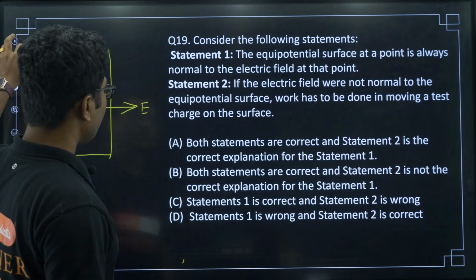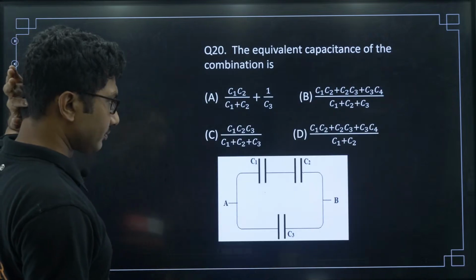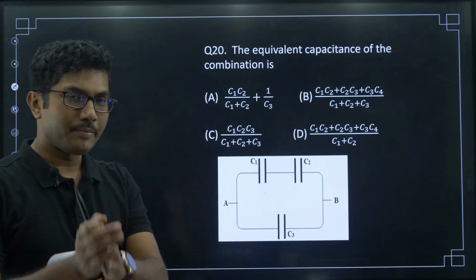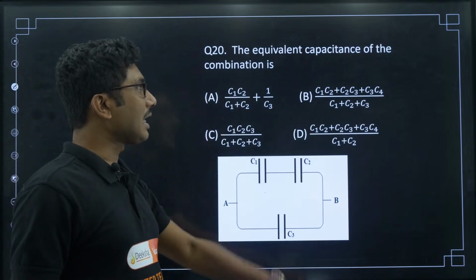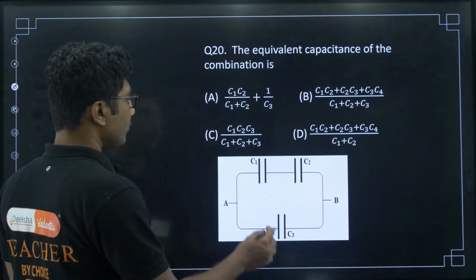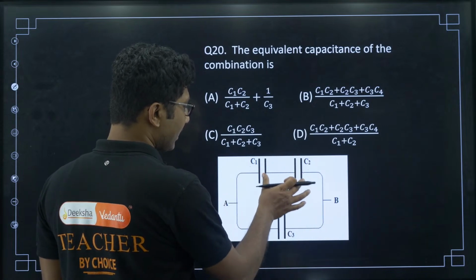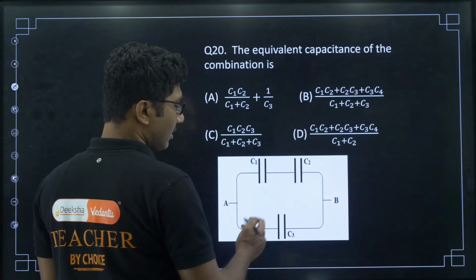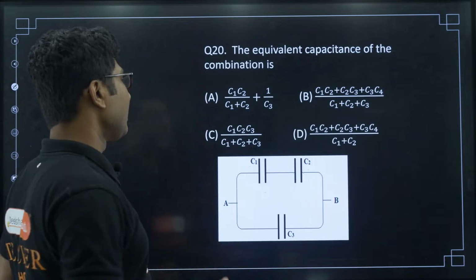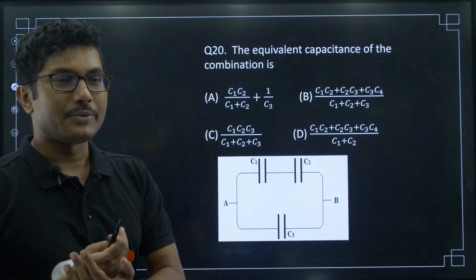Now, next question, I am giving you some time. See this question: the equivalent capacitance of the combination. These two capacitors are connected in series and the entire combination is then connected in parallel with the third. I am giving you 1 minute, try to solve it and quickly tell me the answer.